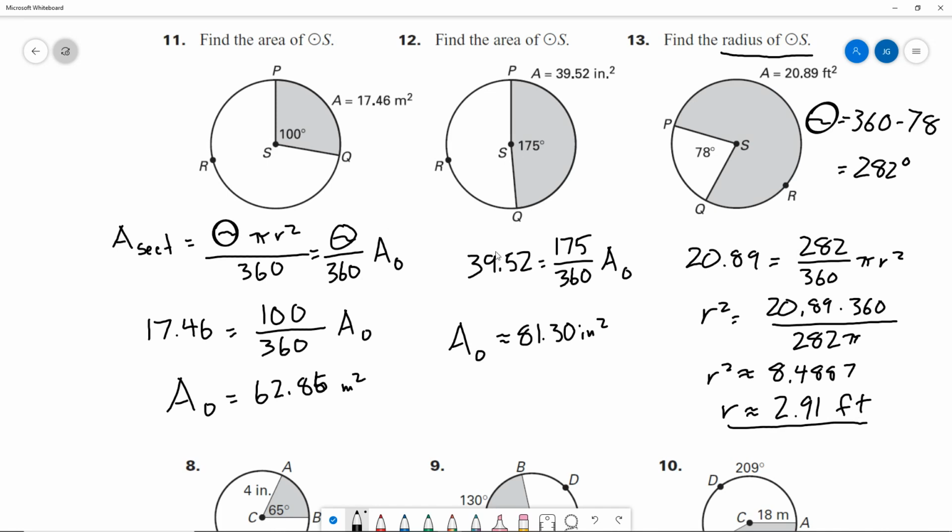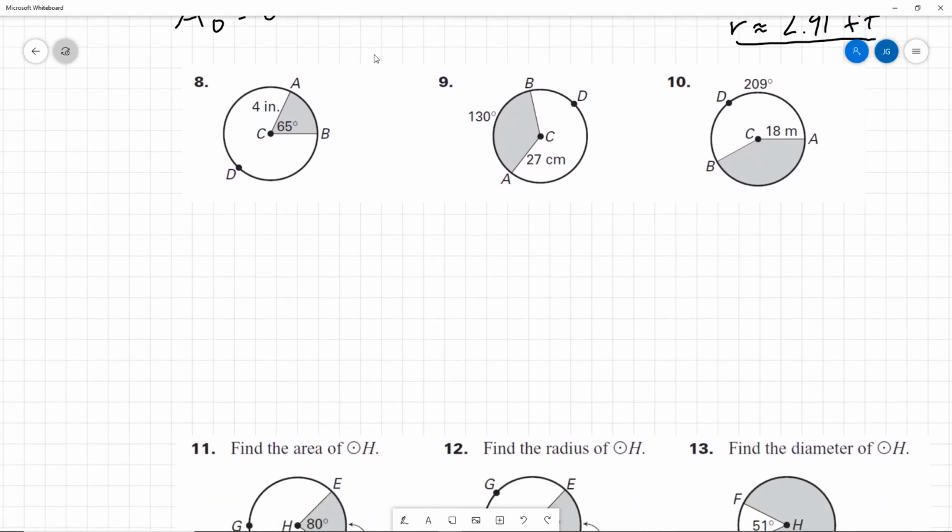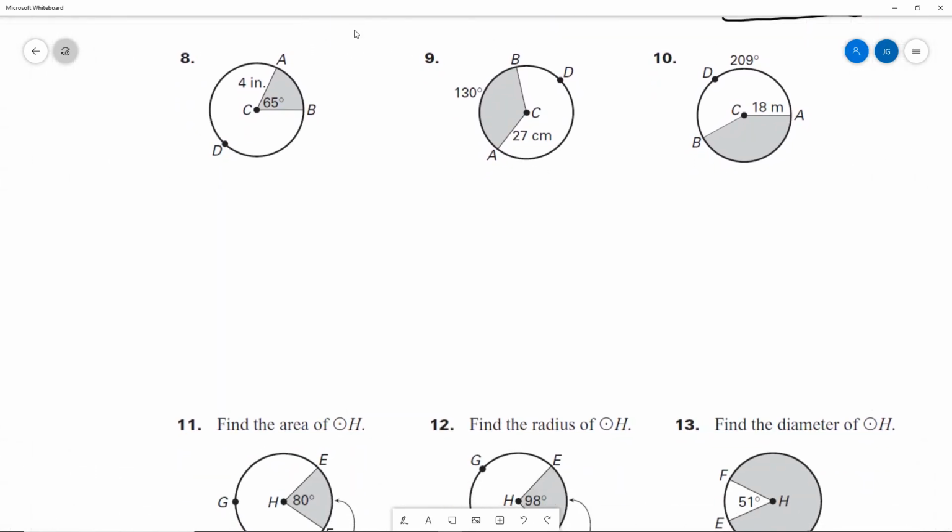So these are the trickier problems, the more challenging ones, but really not too terribly complicated. All right, now go ahead, give the second page problems a try. Go ahead, do 8 through 10, and then come back to the video once you are done.